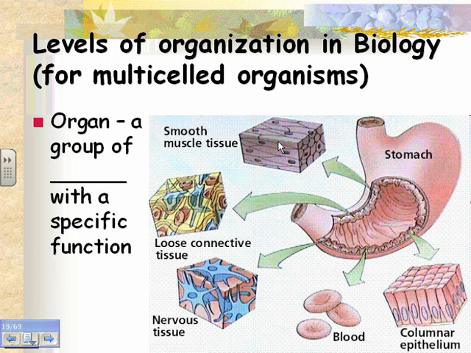are all these different tissues. We've got some smooth muscle tissue, loose connective tissue, nervous tissue, blood tissue. This is a type of epithelial tissue. All of these tissues working together make up this thing, an organ. So an organ is a group of tissues with a specific function.